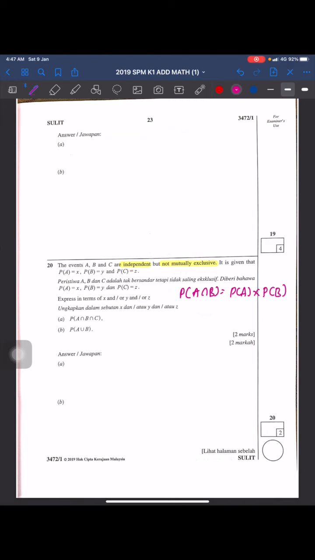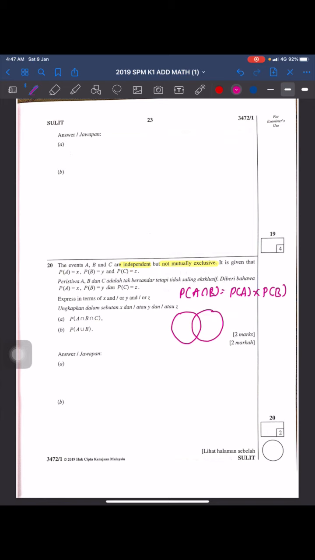What is mutually exclusive? Mutually exclusive, kita tahu no intersection kan. So kalau dia kata not mutually exclusive, so basically dua event tu akan bersilang. So itu yang kita kena tahu.